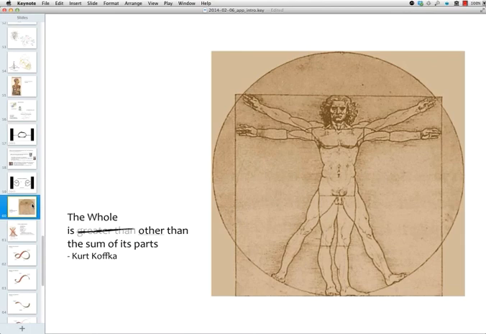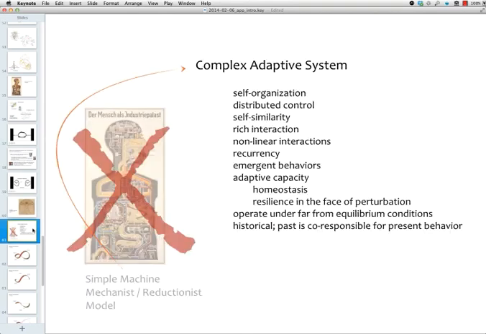Kurt Koffka tells us that the whole is not greater than the sum of its parts, often misquoted, but other than the sum of its parts. The whole is different than the sum of its parts, and we have to understand the whole. We can play all we want with the parts, and that's fascinating, and we're going to learn a lot of that. But we have to look beyond it to understand that we're dealing with a complex adaptive system here.